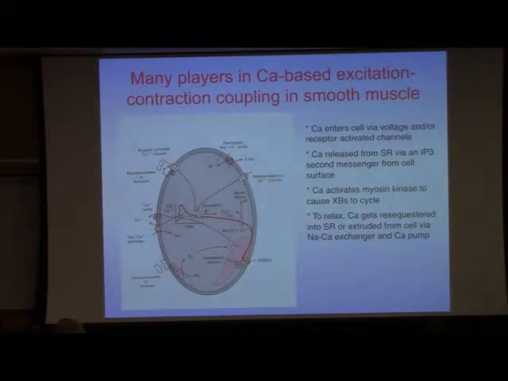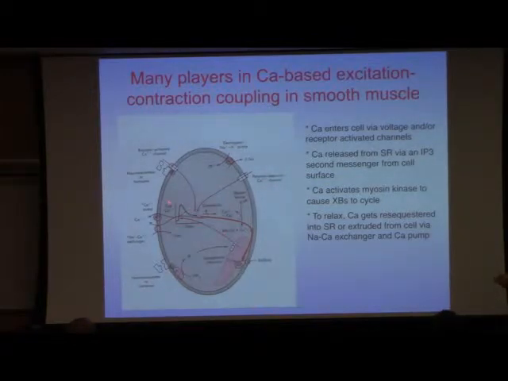So, just like skeletal is voltage-induced calcium release, cardiac is calcium-induced calcium release. What's unique in smooth muscle is you get IP3-induced calcium release. But they're very similar in that the calcium comes out of this reservoir called sarcoplasmic reticulum. Now, all these different sources of calcium will give you a calcium transient.